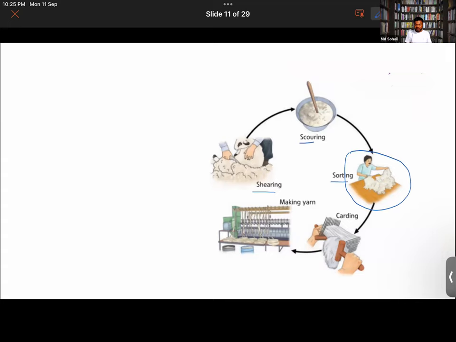After sorting is done, after it is separated according to the color, texture, size, etc., carding is simply the same as combing. So the process of combing is done. You try to straighten it out using this comb here. Then yarn is made out of it.